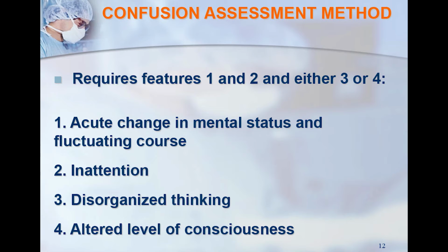Acute change in mental state: that's why for a patient with dementia or underlying degenerative disease, you cannot jump on to diagnose delirium. So acute change in mental status and fluctuating course, this is one major criterion. Another major criterion is inattention. That's why it's not just agitation or confusion. Number 3 and 4 are either-or: disorganized thinking or altered level of consciousness. So you just need one of those, 3 or 4.